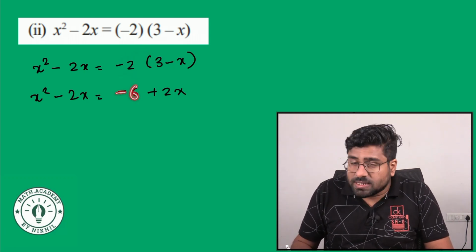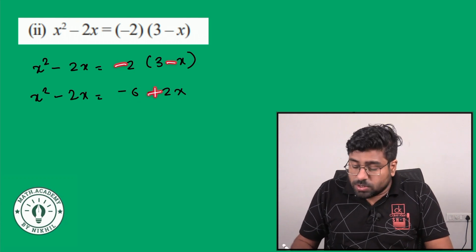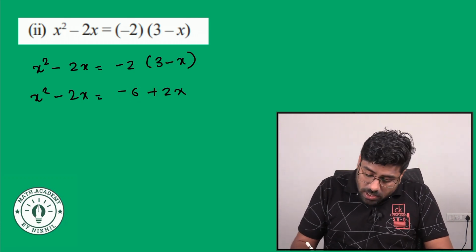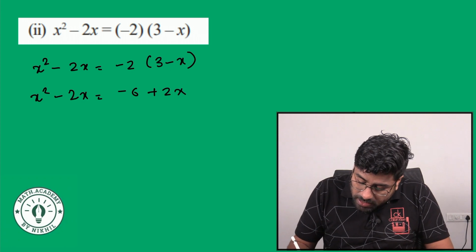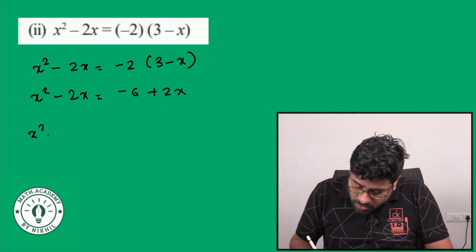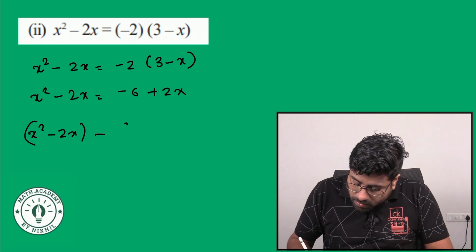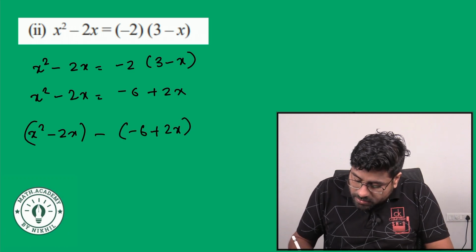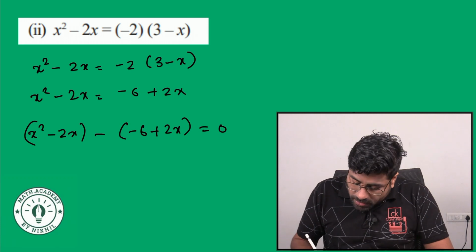That is why I got a minus sign, and minus into minus is going to be plus, so it is going to be plus 2x. Now let's simplify the expression by taking everything on my RHS to my LHS. That is going to be x square minus 2x minus of minus 6 plus 2x, which is equal to 0. Now let's open the bracket.